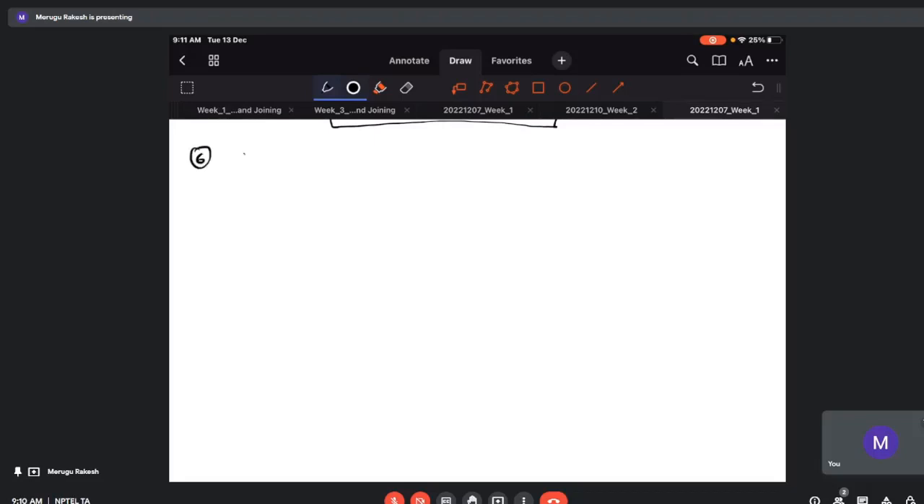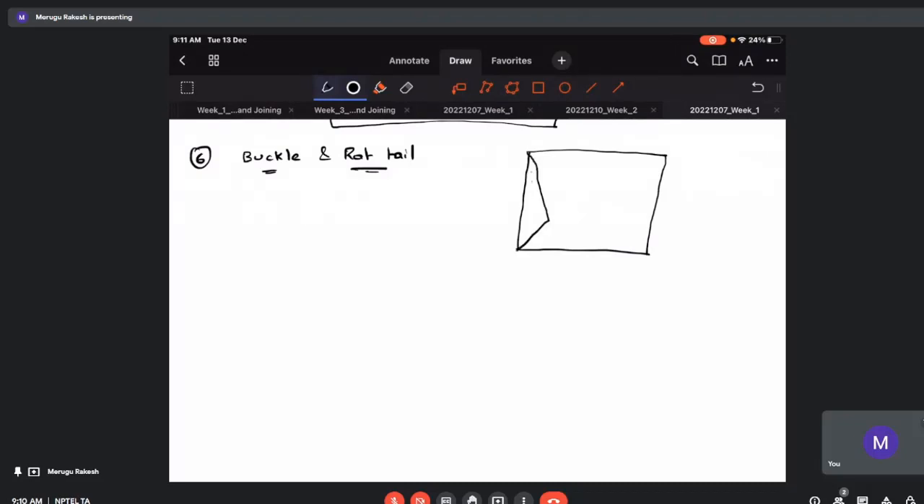That is buckle and rat tail. So we have a casting like this, but instead we got this casting with some protrusion of sand inside like this, which looks like a rat tail.